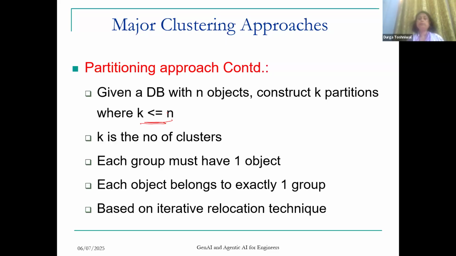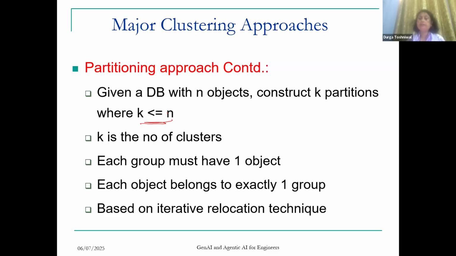Because if k is equal to n, then we are forming as many partitions as the total number of points, so we are not doing any clustering at all, right? Therefore, the number of clusters that need to be formed will have to be much less than n. In case of partitioning, we need to specify the number of clusters in advance. This is the k that we are talking about, and in partitioning, each and every data point will belong to exactly one group.